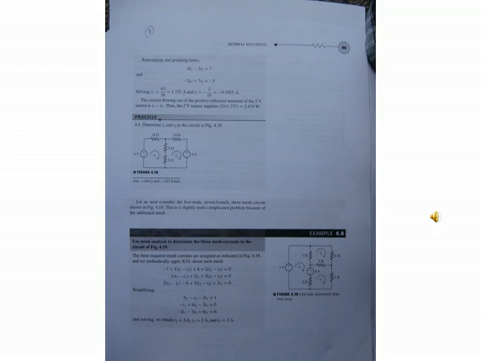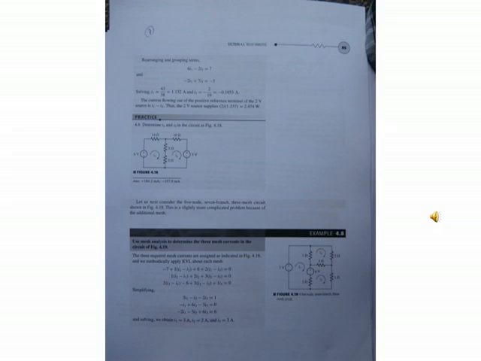So by simplifying, what you got is 3I1 minus I2 minus 2I3 equal to 1, minus I1 plus 6I2 minus 3I3 equal to 0, minus 2I1 minus 3I2 plus 6I3 equal to 6. So by solving, we got I1 equal to 3 mA, I2 equal to 2 mA, and I3 equal to 3 mA. And so that we seen in our example, mesh analysis.